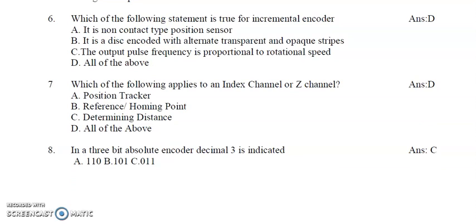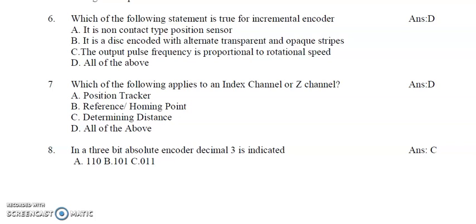Question number 6. Which of the following statement is true for incremental encoder? A. It is non-contact type position sensor. B. It is a disc encoder with alternate transparent and opaque strips. C. The output pulse frequency is proportional to the rotational speed. D. All of the above.